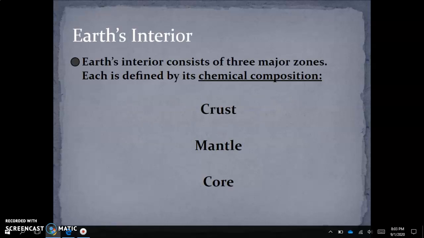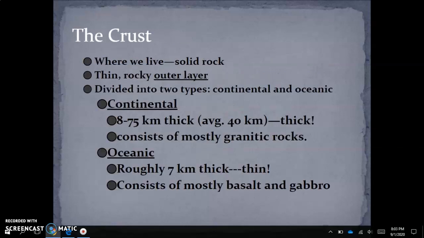Today, like I said, we are talking about the layers of the Earth. And so really we're going to focus on Earth's interior. So Earth's interior consists of 3 major zones, and each one is defined by its chemical composition. And the 3 major layers of the Earth are the crust, the mantle, and the core. So let's first start talking about the crust. And this is where we live.